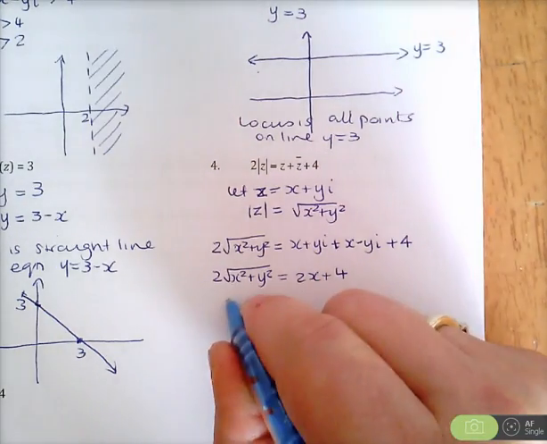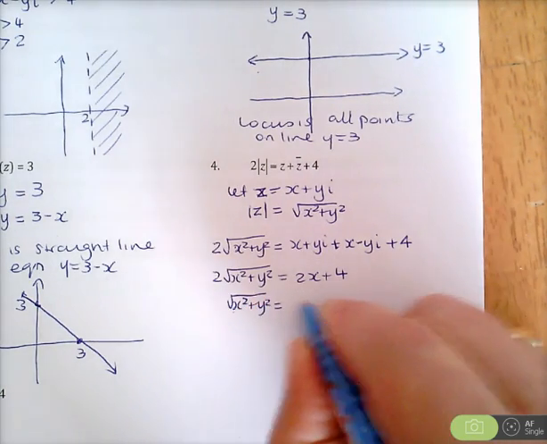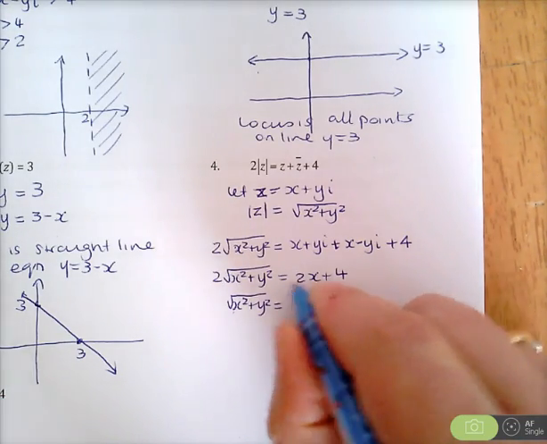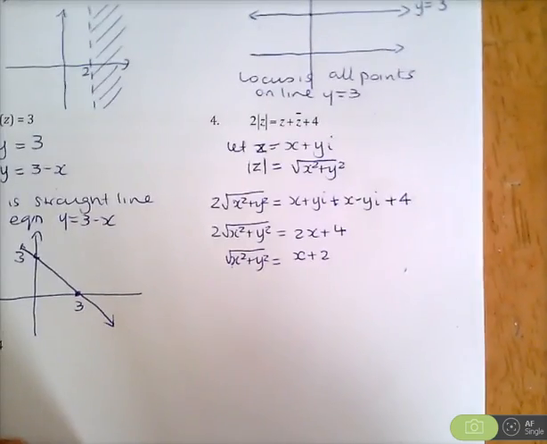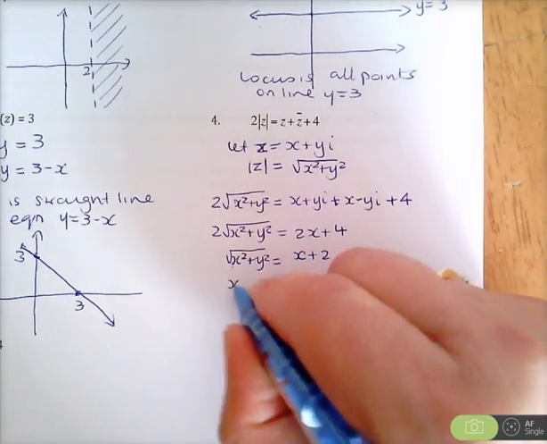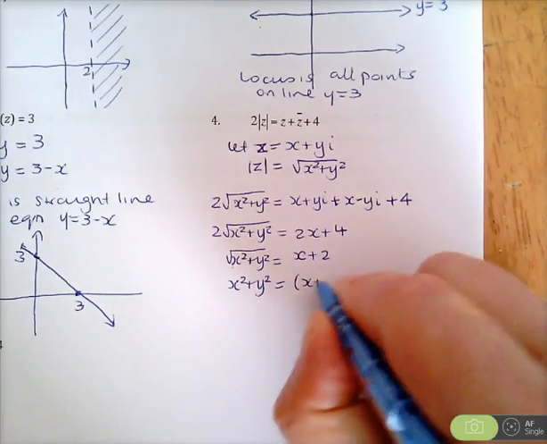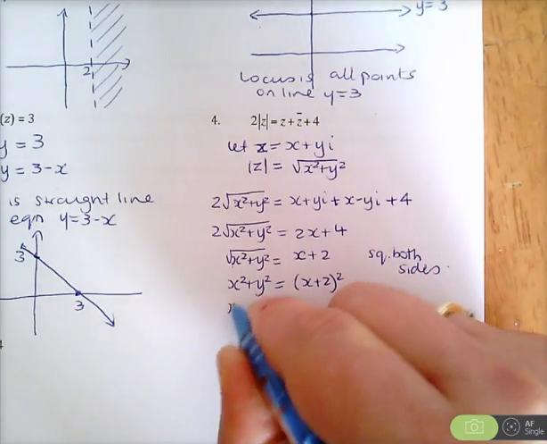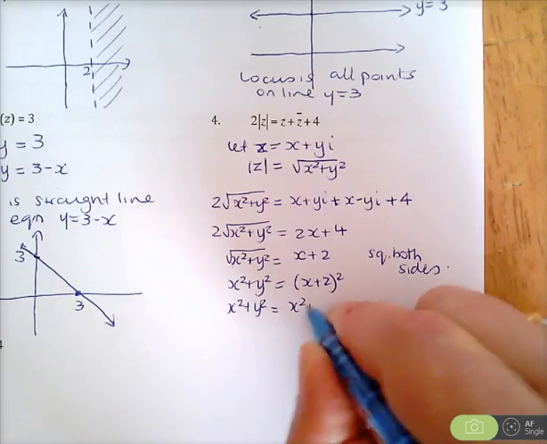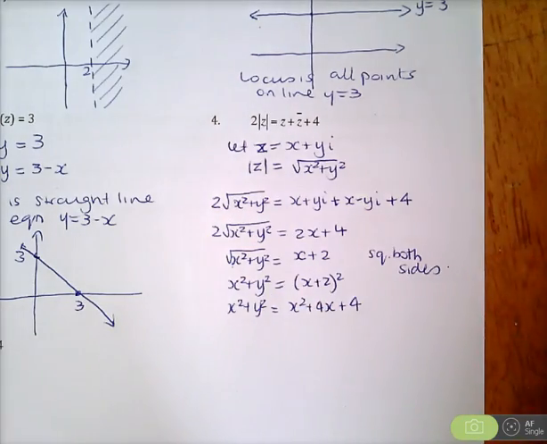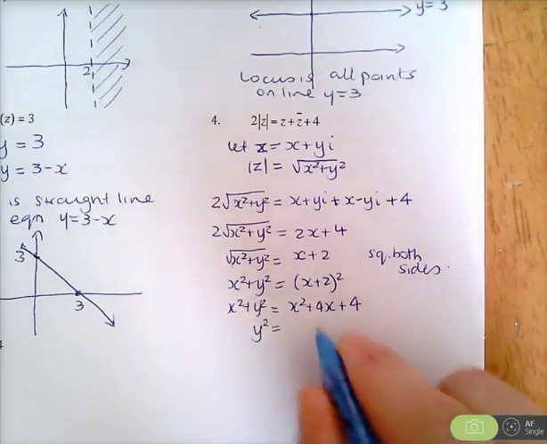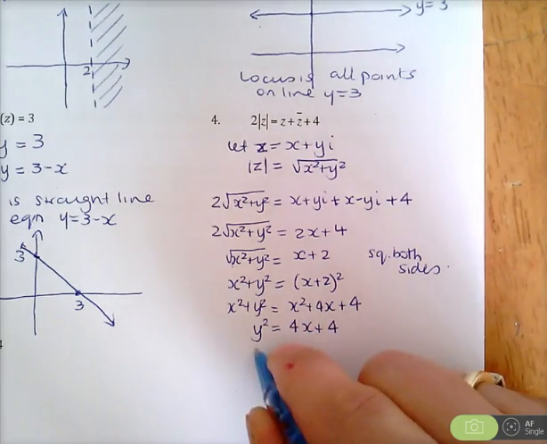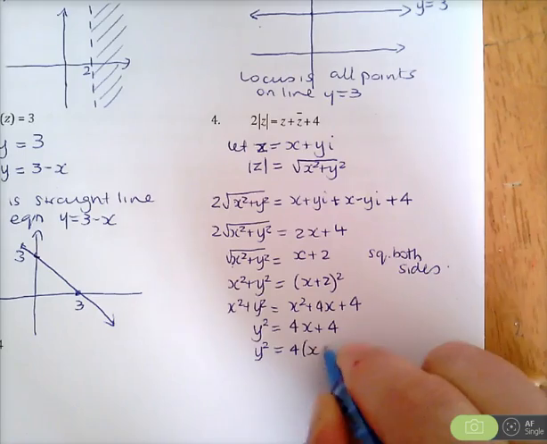Now we can divide through by 2, so the square root of x squared plus y squared is x plus 2, because 2x plus 4 over 2 is x plus 2. Now we can square both sides. So x squared plus y squared will be (x plus 2) squared. So we are squaring both sides, and so x squared plus y squared is x squared plus 4x plus 4. Now collecting like terms and simplifying, the x squareds cancel, and you get y squared equals 4x plus 4. Now this is y squared equals 4 times (x plus 1).